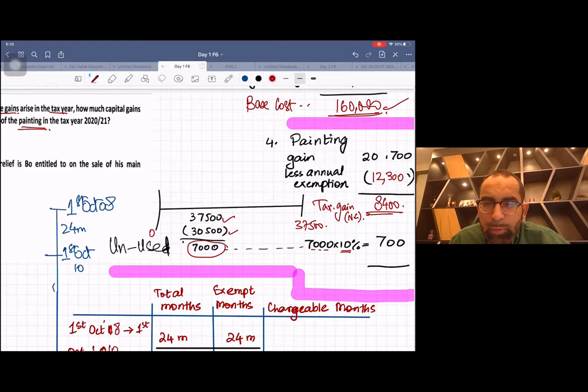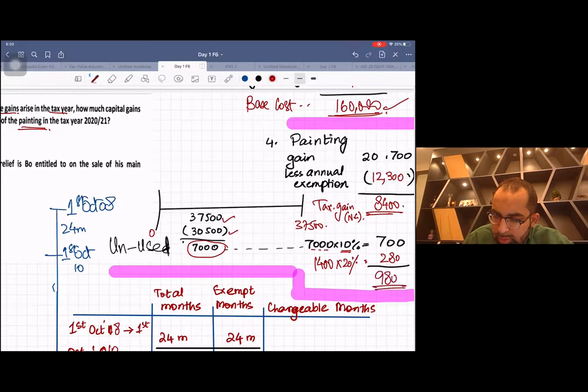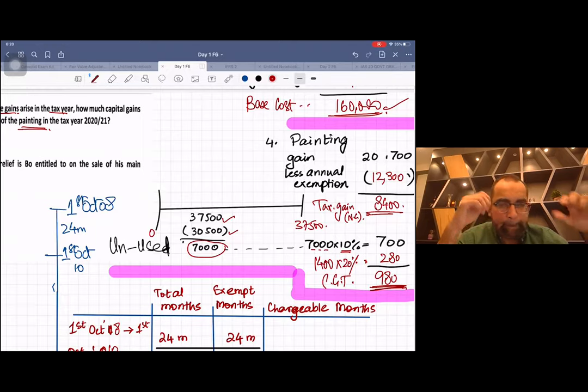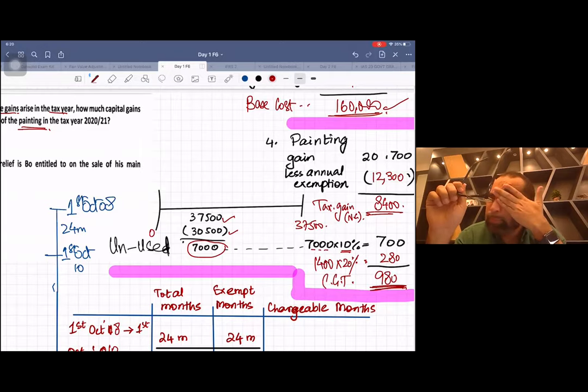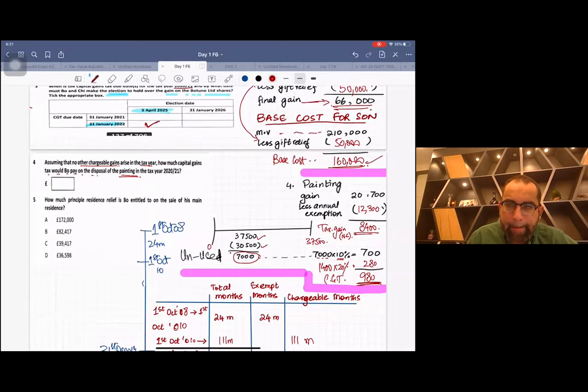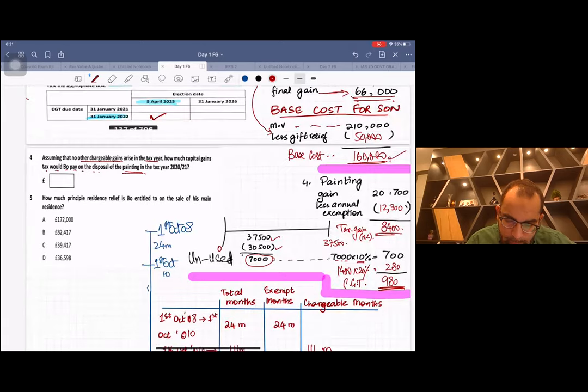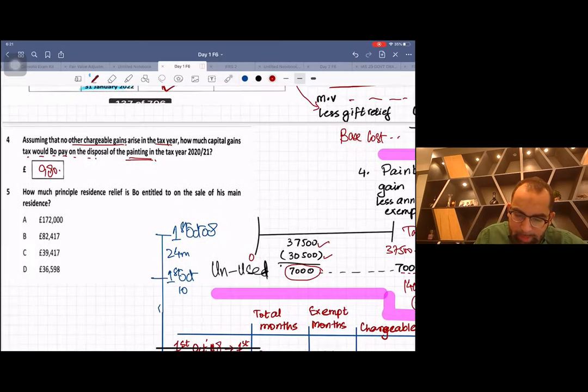Now, out of 8,400, you have calculated tax on 7,000. The remaining 1,400 is taxed at 20%, so that is 280. So 980 is your CGT. I hope you got it. 980 is your CGT. Take your time, please. The answer is 980.